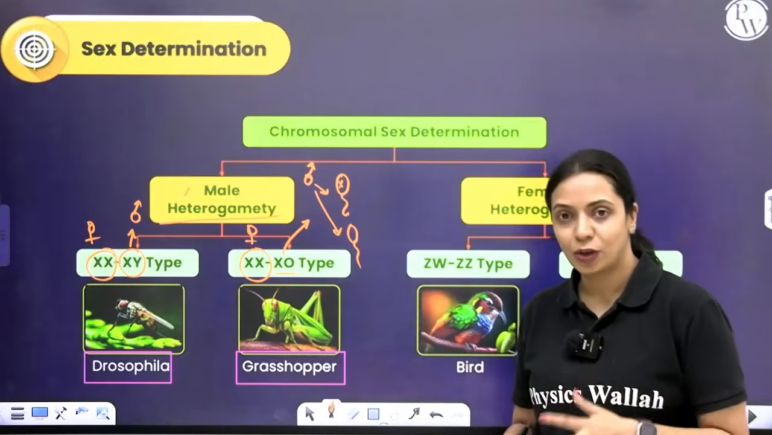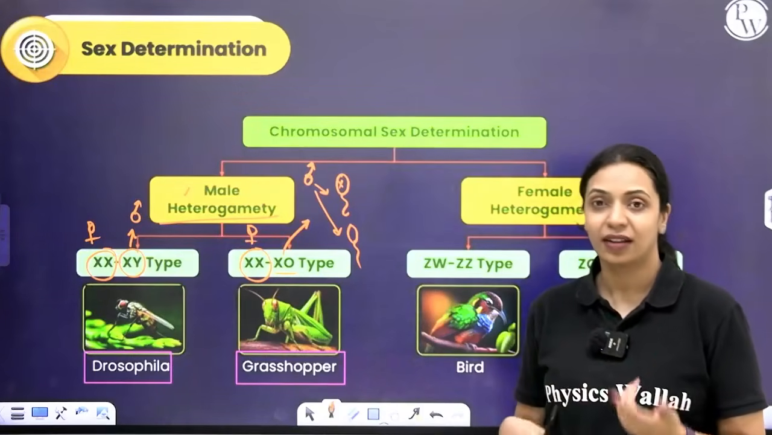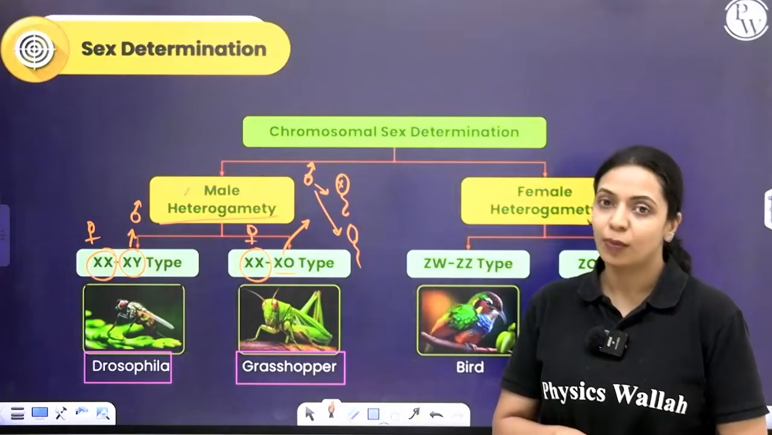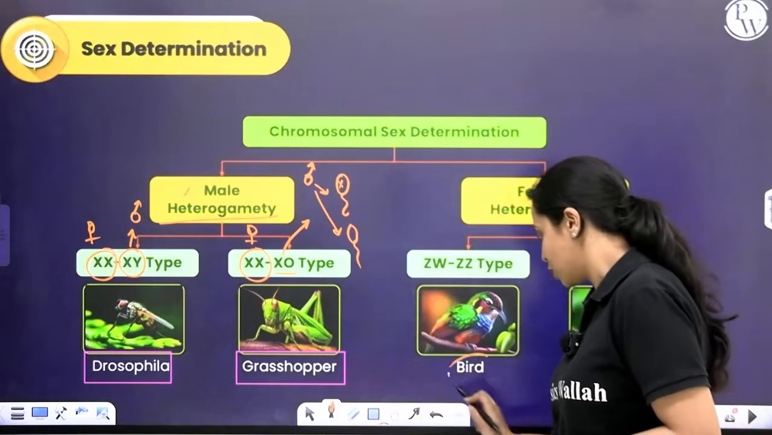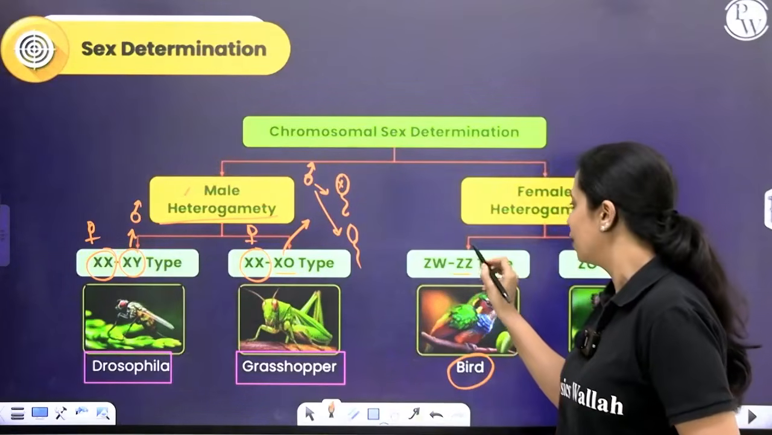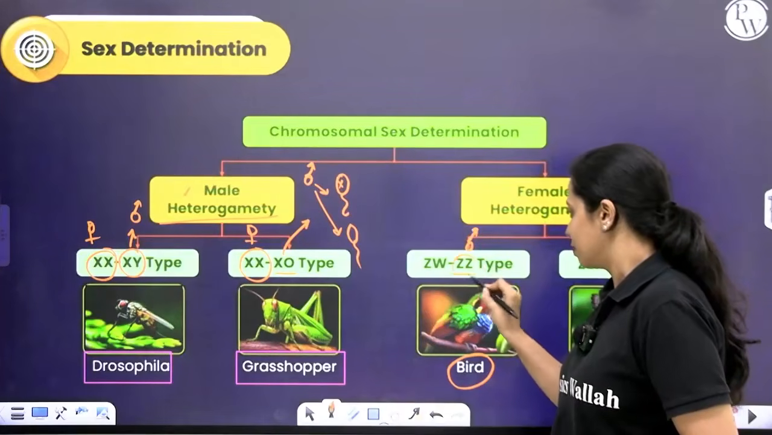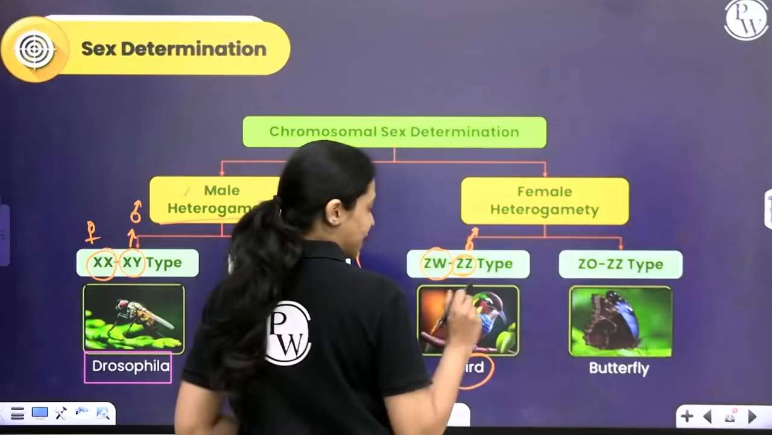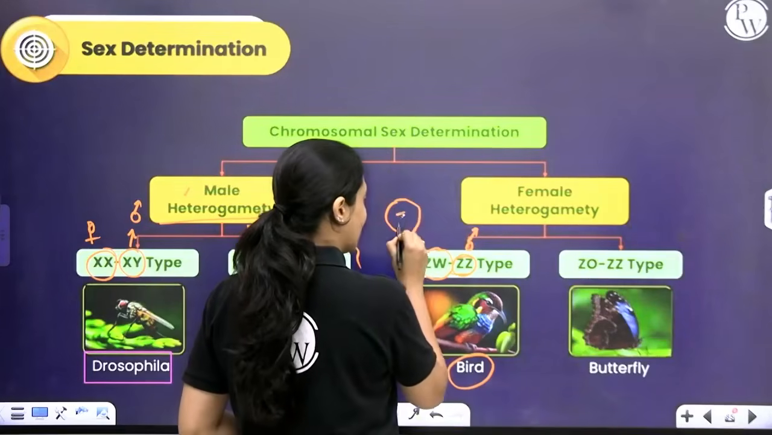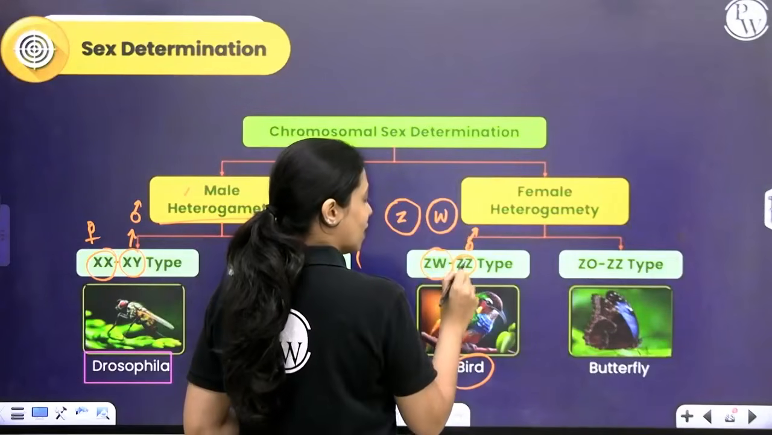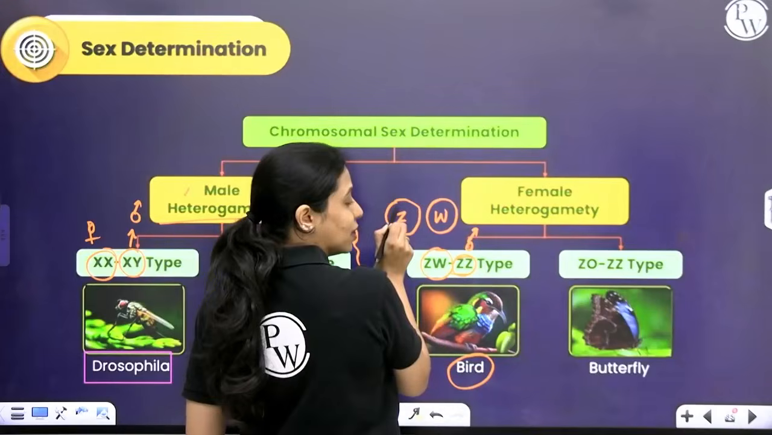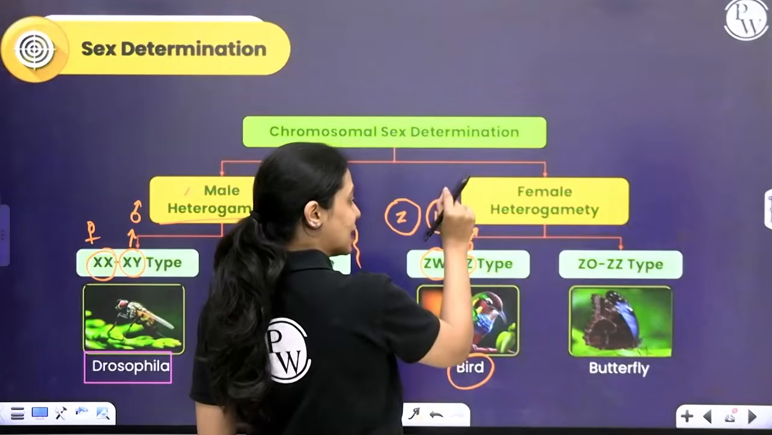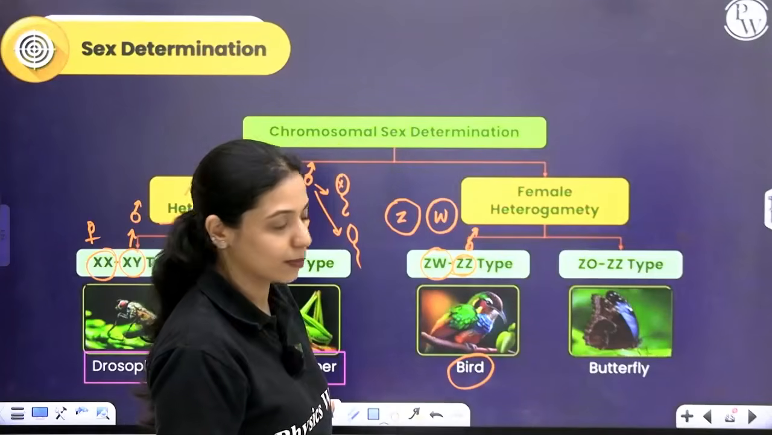Whenever there is female heterogamety, we don't use the letters X and Y, we use the terms Z and W. ZW type of heterogamety you can see in birds. Over here, males will have the same sex chromosome, 2 Z chromosomes. But females will have 1 Z and 1 W. Some of her eggs will be Z, some of her eggs will be W. So if the sperm fuses with the egg containing Z chromosome, it will become a male. If the sperm fertilizes an egg containing W chromosome, it will become the female.